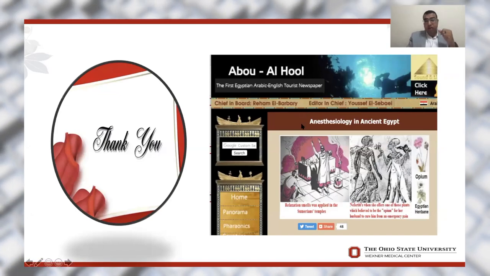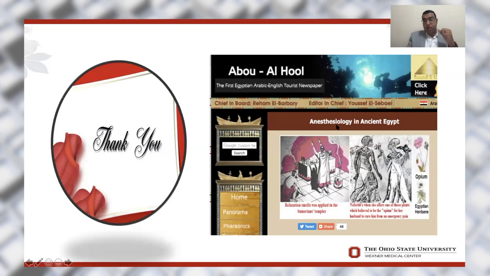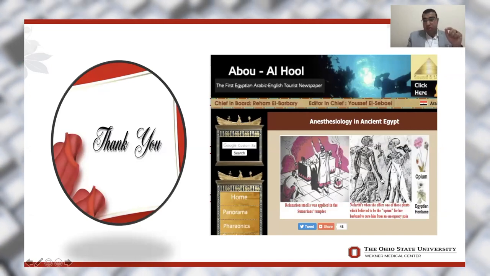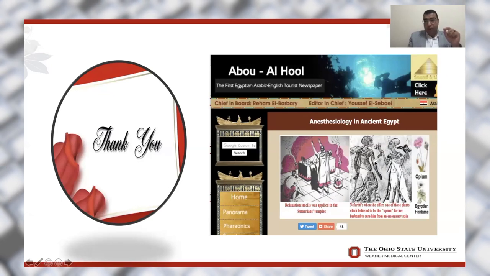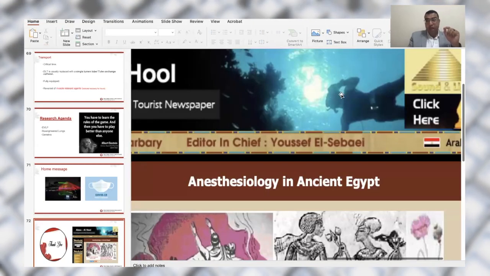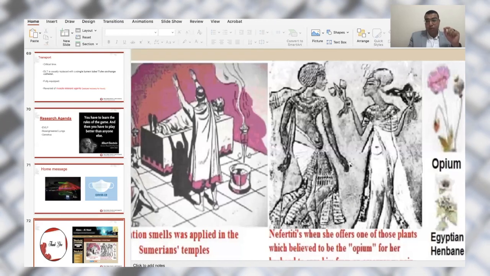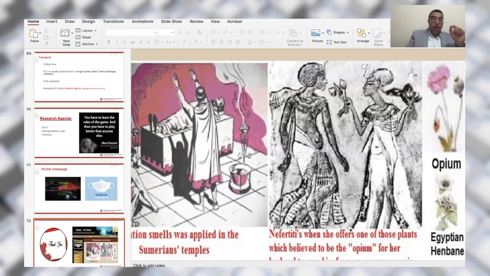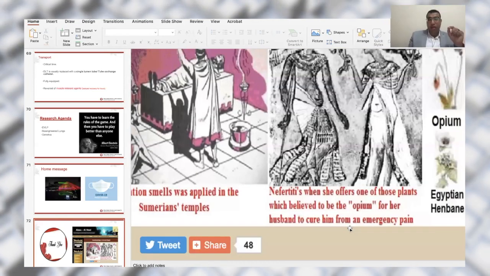This is a very nice slide about anesthesiology in ancient Egypt. Here you can see Nefertiti, one of our most beautiful queens, giving her husband a plant. They said it's about opium to cure him from an emergency pain. I hope Dr. Dominique is still here and says that.